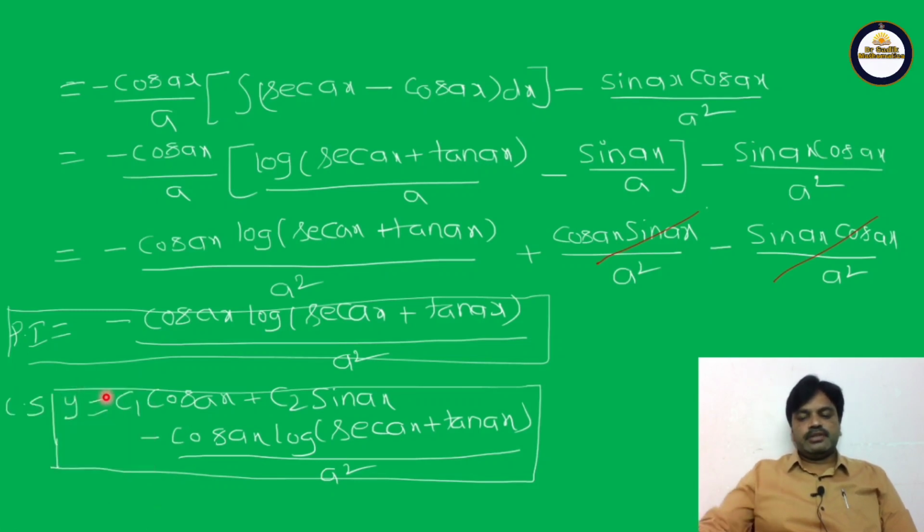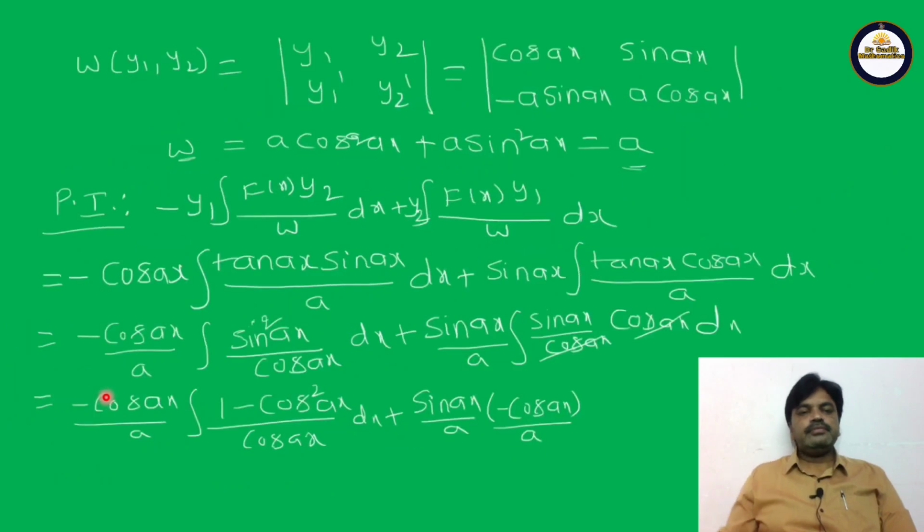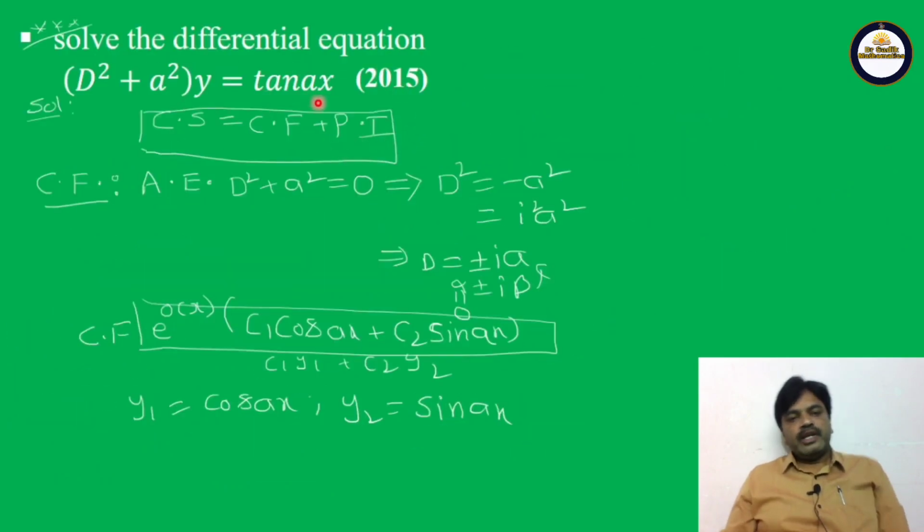Once again, friends, we mainly observe here tan ax. So whenever you observe tan ax, we can simply solve this problem by using the method of variation of parameters. Whatsoever the problem here, linear differential equation, what is the complete solution formula? Complementary function plus particular integral. As usual, you find the complementary function.